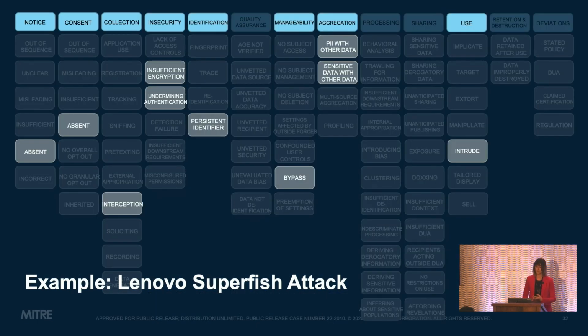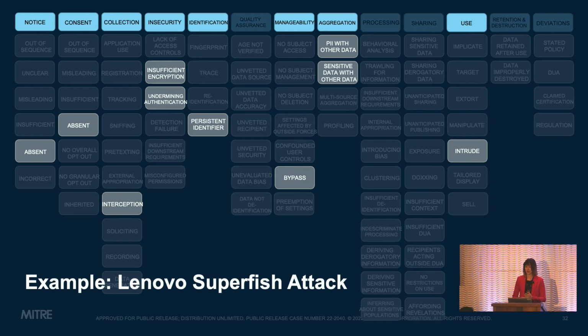So here's what Lenovo Superfish looks like mapped onto the taxonomy itself. To give you a better understanding of the threat actions and how an attack can be described with the taxonomy, we're going to go through this whole attack mapping. You can see here that Lenovo provided neither notice nor consent, no consent mechanism for users to understand and agree with the monitoring and the pop-ups. The collection occurred via intercepting information.